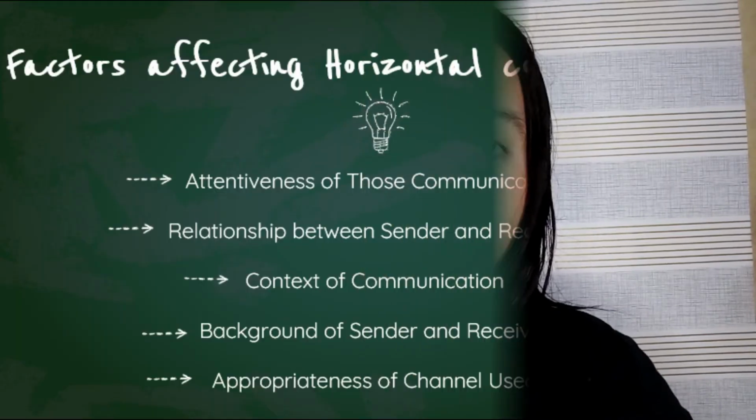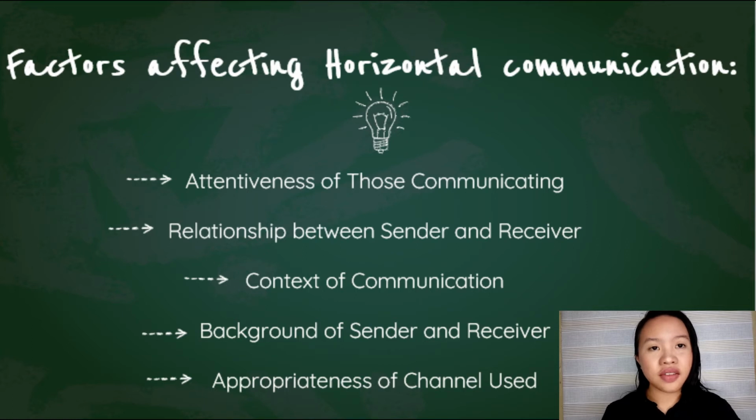What are the factors that affect horizontal communication? The first one is attentiveness of those communicating. Since horizontal communication is informal, it is important for those in the communication process to be attentive so that miscommunication can be avoided. Next is the relationship between sender and receiver. In horizontal communication, members of an organization tend to be unwilling to exert extra effort to reach out to those outside of their immediate team.